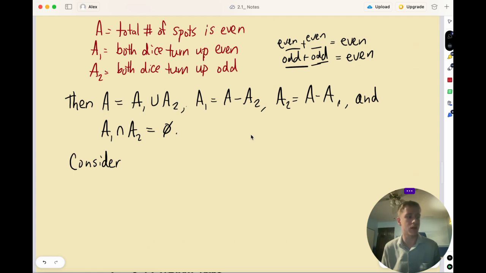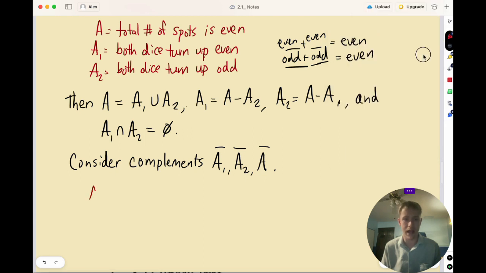Now, consider the complements of all of those events. So consider the complements A1 bar, A2 bar, and A bar. Okay, so let's see if we can formulate them first of all. What does it mean to be the complement? Okay, so what would A bar be? If A is the event that the total number of spots is even, what would A bar be?